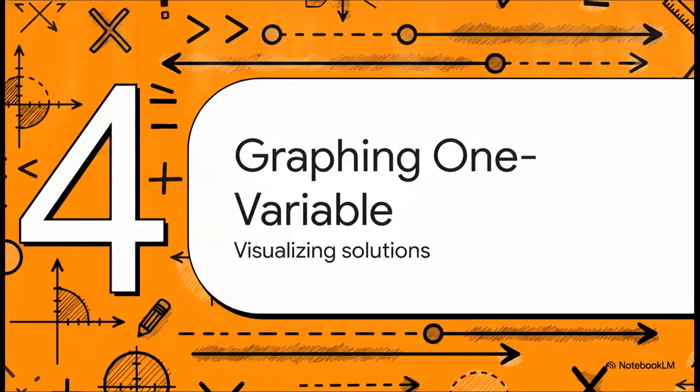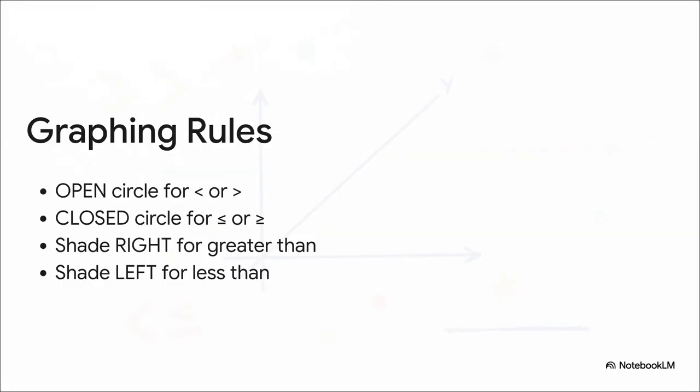All right, Section 4, graphing one-variable inequalities. Because an inequality with one variable gives us a single continuous range of answers, we can visually map it onto a simple one-dimensional number line. The rules for this are really straightforward. If you have a strict inequality, so just less than or greater than, you place an open hollow circle on your boundary number. That shows the number itself is excluded.